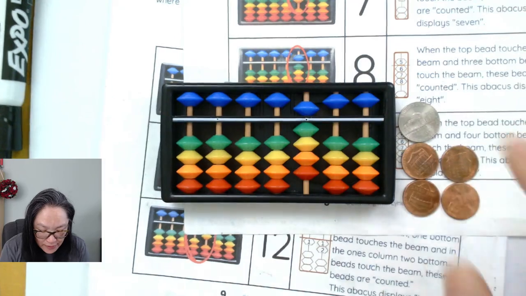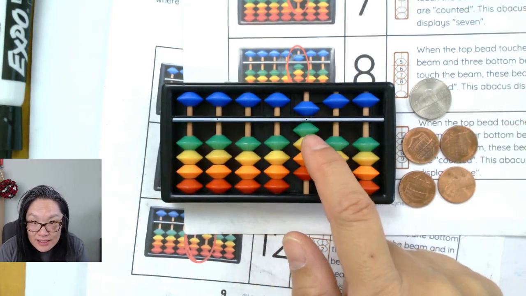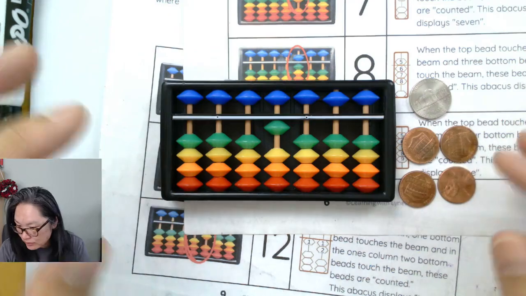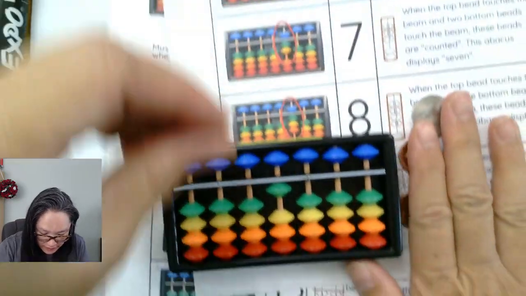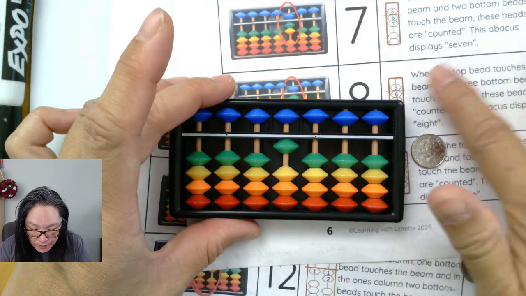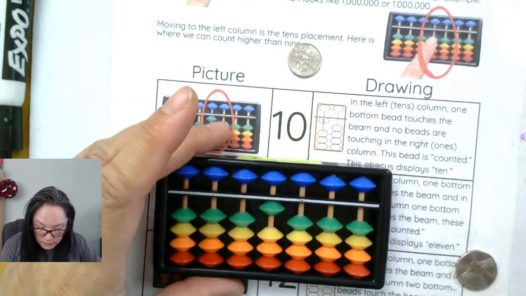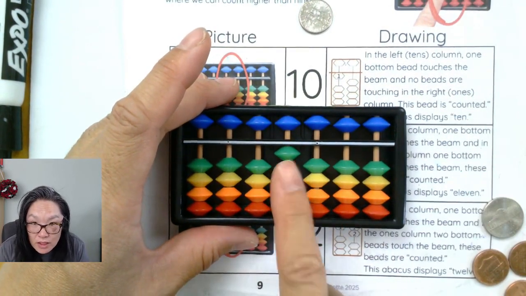This is 9. 5, 6, 7, 8, 9. So then we have 10. 10 looks like that. I don't know if I have my dime. Dime is just a dime, right? 10. That's all it is. This is 10. Because this is 10, if you notice, 10, 0, and 1. So we're back again.